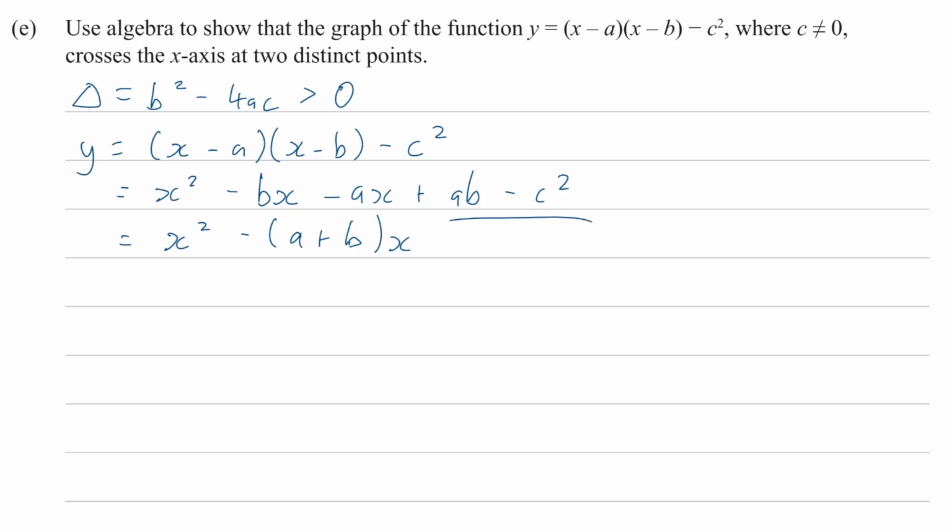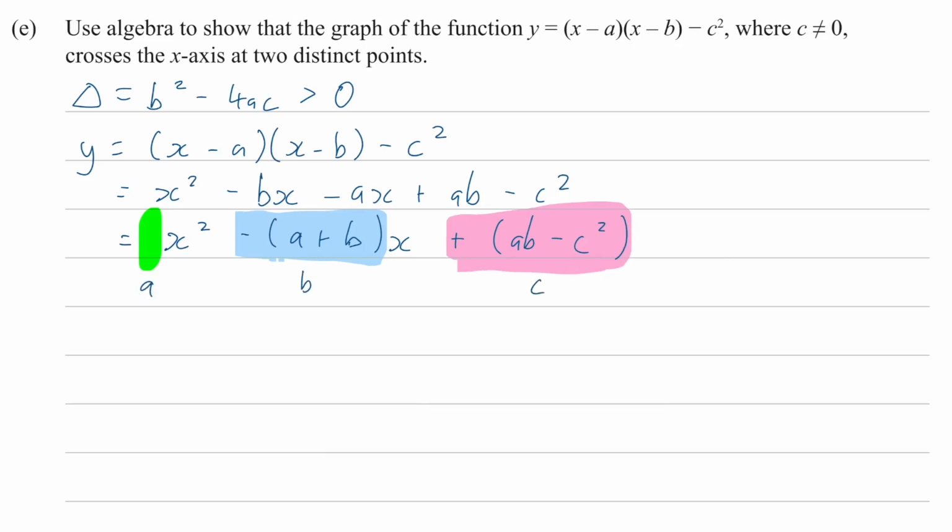And then, of course, this is just our constant. So I'll use brackets to make that clear. So we have our a term, which is 1, our b term, don't forget the minus sign, and our c term, don't forget the plus sign. And we can then substitute that into the discriminant.